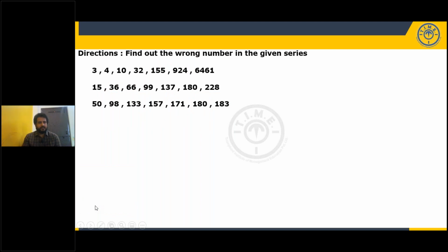Now, the next question is here: 98, 133, 157, 171, 180, 133. Numbers are increasing very slowly, gradually. So we can apply the difference logic. What is the difference here? 3. What is the difference here? 9. Okay. What is the difference here? 14. 157, 171, 14. What is the difference here? 24. Okay. What is the difference here? 35. 48. Can you recognize these numbers?